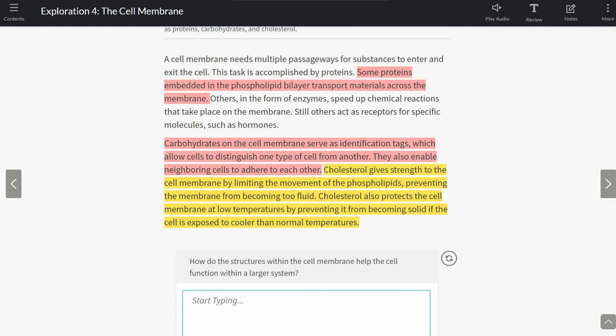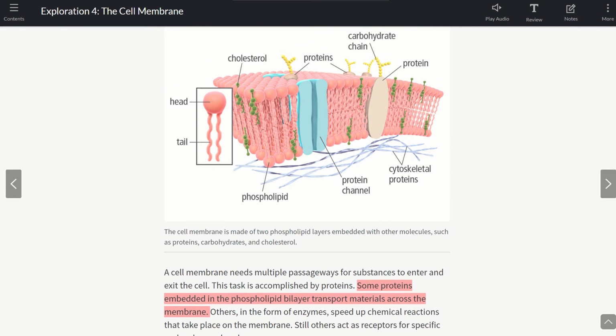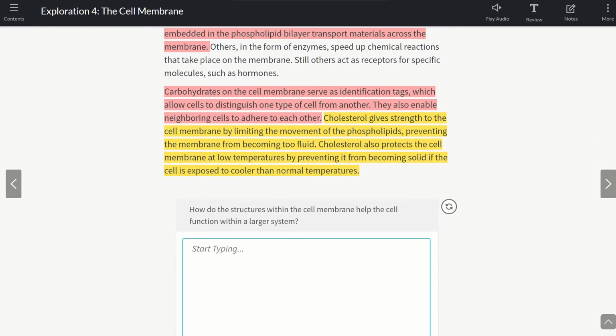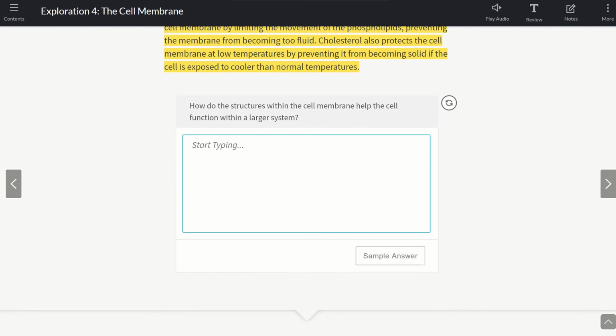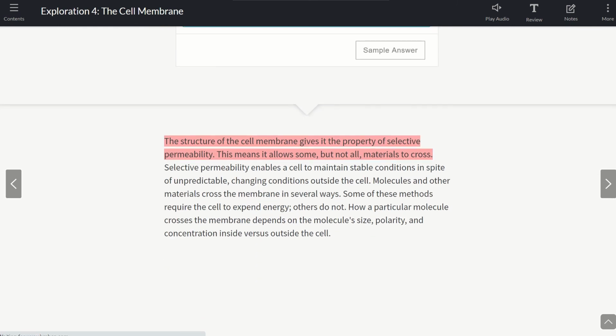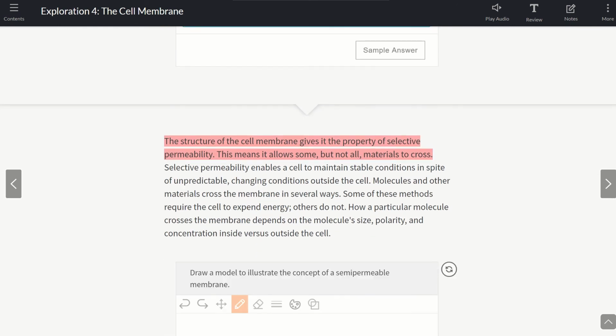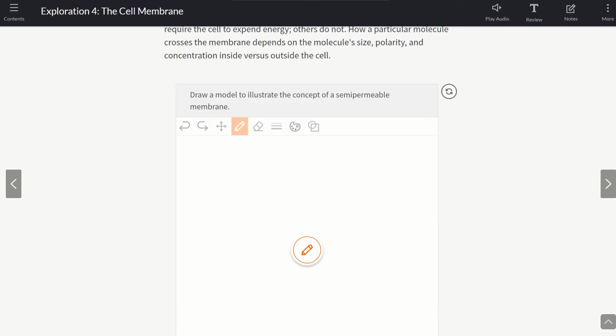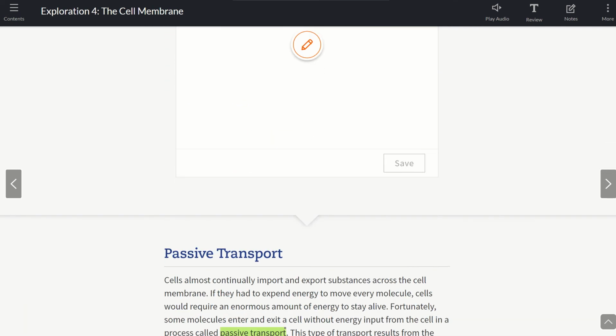Okay. There's also going to be things that we talk about as called identification tags. And that's these things. Some of these yellow carbohydrate chains are actually going to form identification tags, which allows cells to identify with other cells. Okay. So as we scroll down, it says the structure of the cell membrane is going to give it the property of selective permeability. And that is very important because it's going to allow some things in, but it's also going to keep some things out. It's our defense system as we move forward.